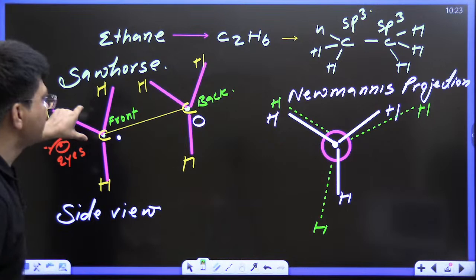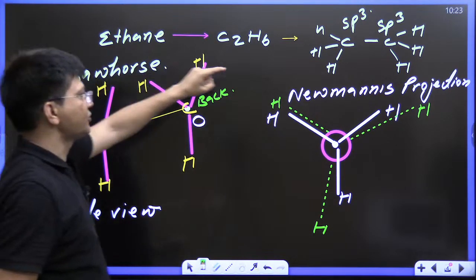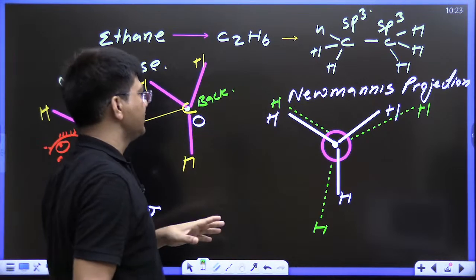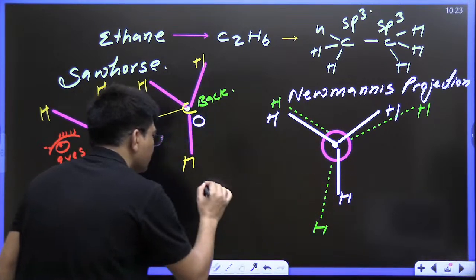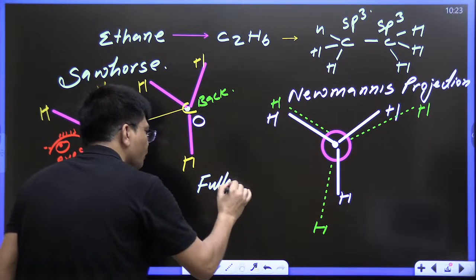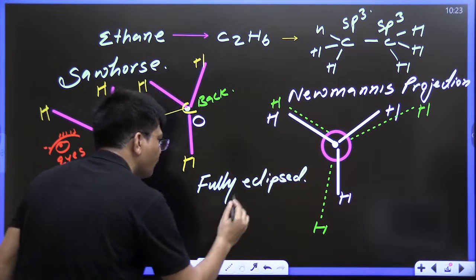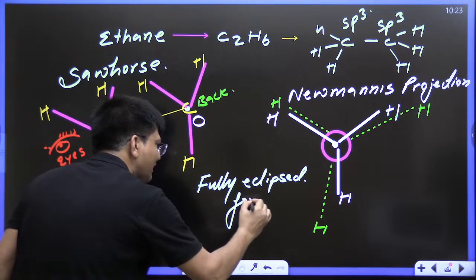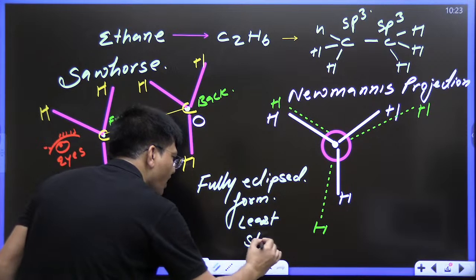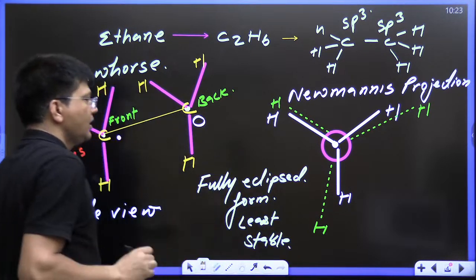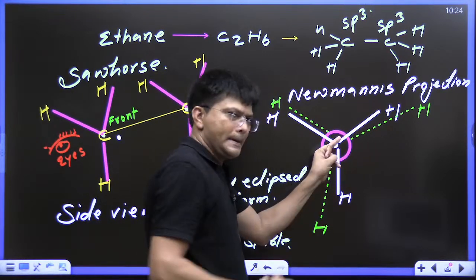Now this is the eclipsed form. This is the way Sawhorse has seen the structure, and this is the way Newman has seen the structure. This is the fully eclipsed form. Now kids, in the fully eclipsed form, this is the least stable. Why is it least stable? You can see I've drawn a little bit over there. This angle is 0 degree.